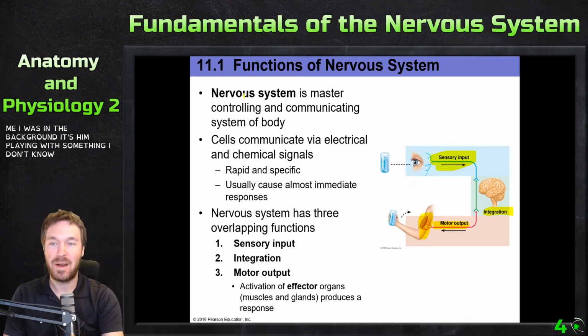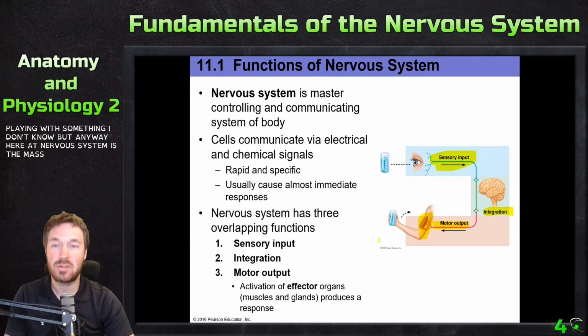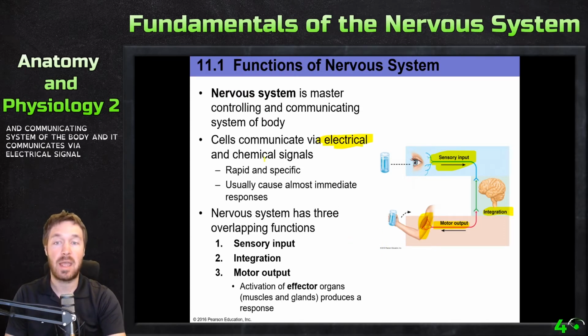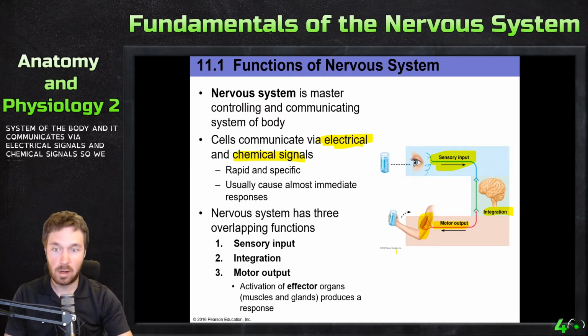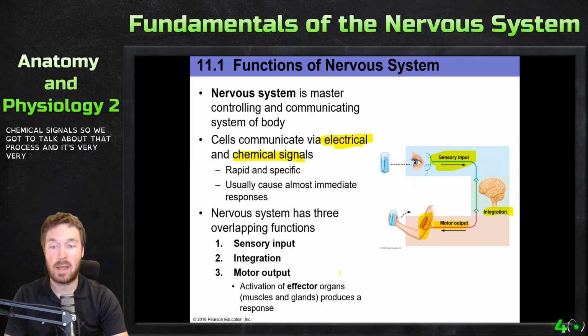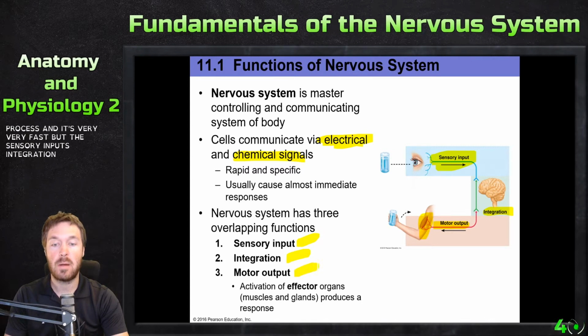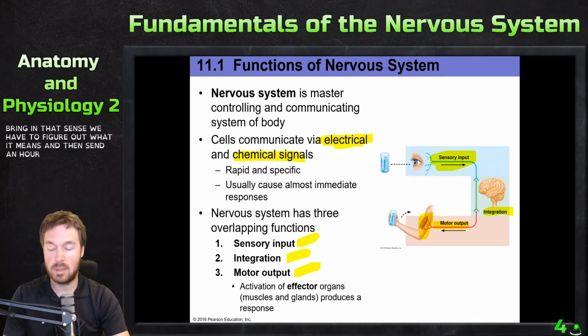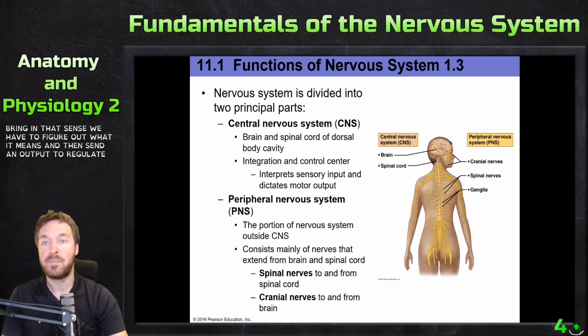But anyway, the nervous system is the master controlling and communicating system of the body, and it communicates via electrical signals and chemical signals. So we have to talk about that process. And it's very, very fast. But sensory input, integration, motor output. So we have to bring in that sense, we have to figure out what it means, and then send an output to regulate it.